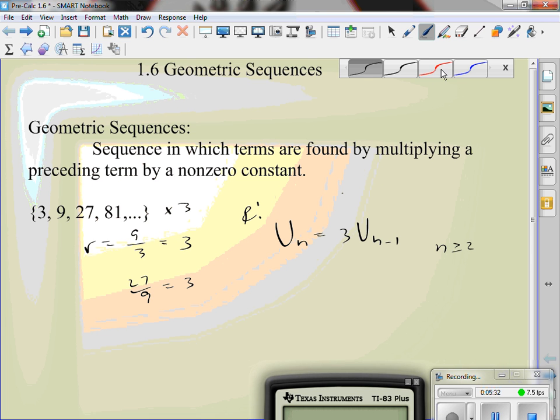Now we're going to do it explicitly. Explicitly still is u sub n equals. What's my first term? 3. What's my r value? 3 to the n minus 1, as long as n is greater than or equal to 1.